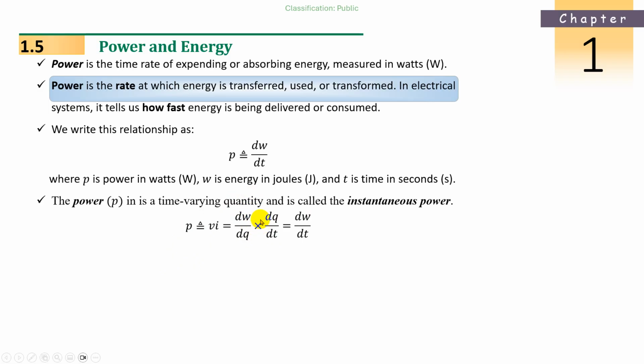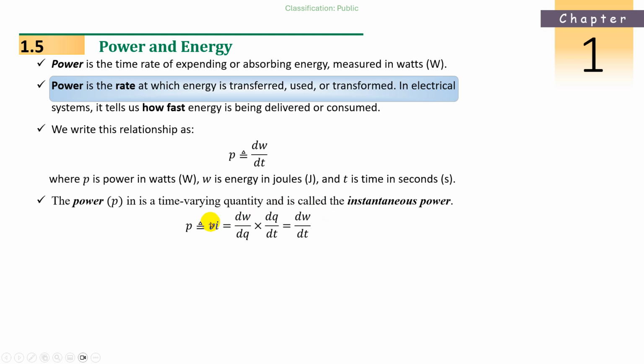How much energy is required for unit charge movement is voltage. For moving the unit charge, how much energy is required? dW by dQ is called voltage. What is current? Current you already know. It is the time rate of change of charge. In 1 second, how much charge is moving? Time rate of change of charge.